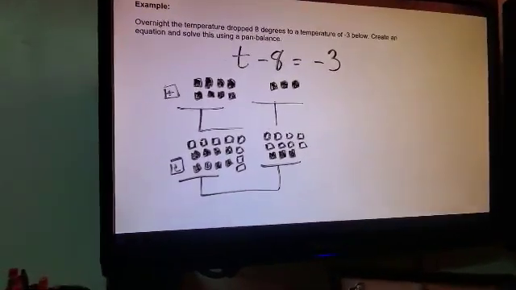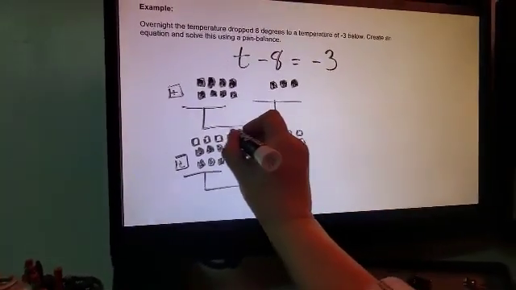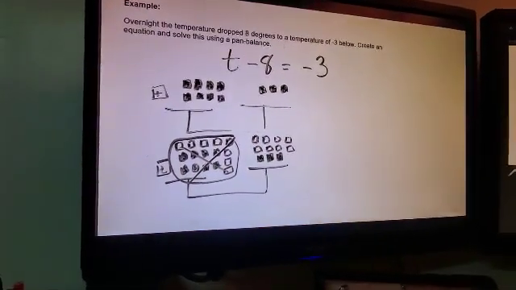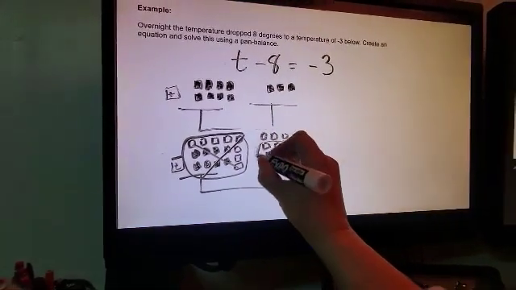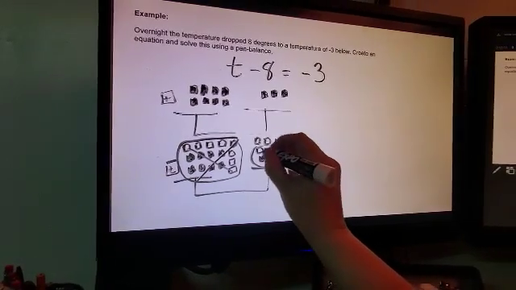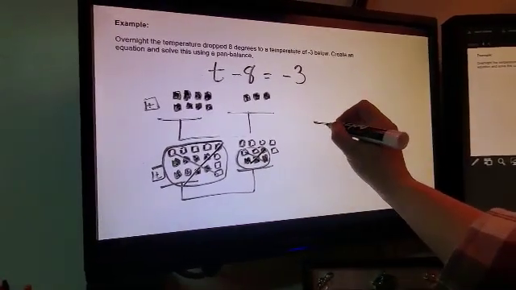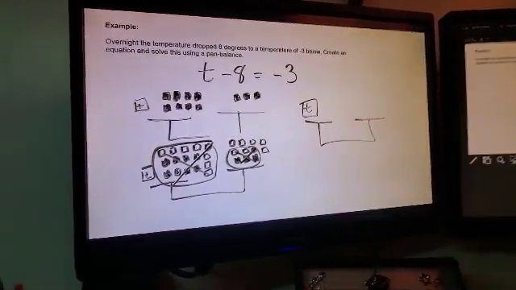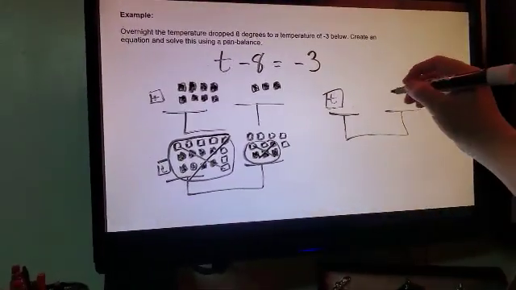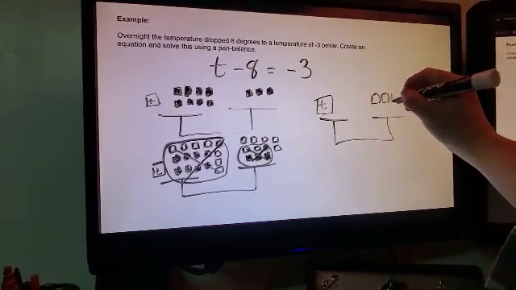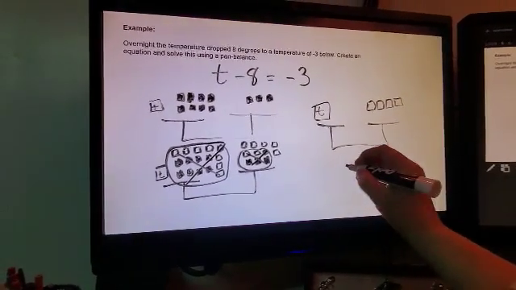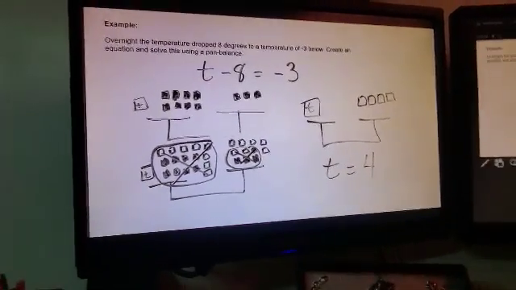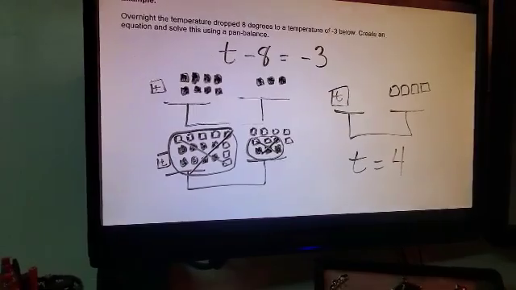So now we're going to cancel out tiles. So all 8 of these guys cancel out, and then we have these ones that are going to be canceling out as well. So what we're left with is our T, and we're left with 4 positive white tiles. So we've got the temperature was equal to 4. Okay.